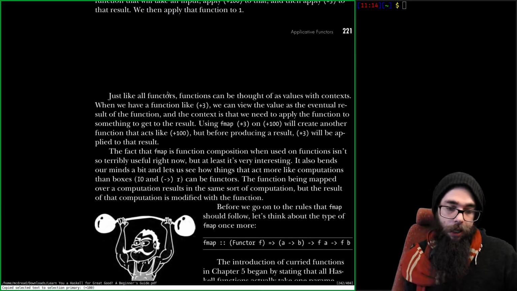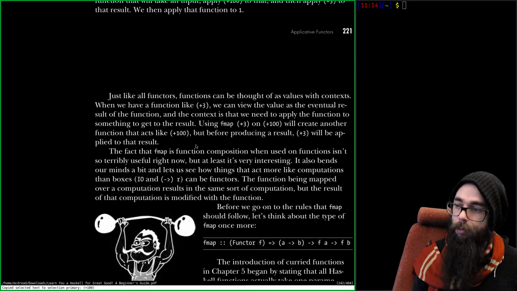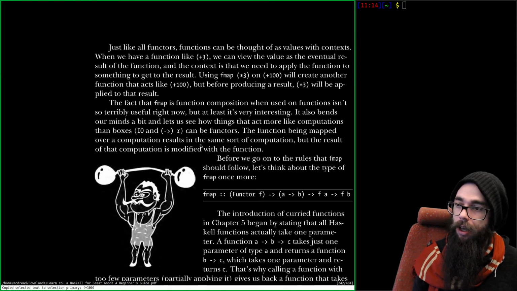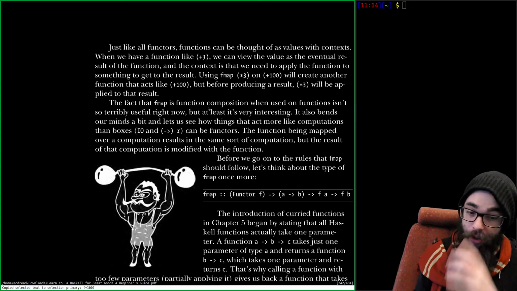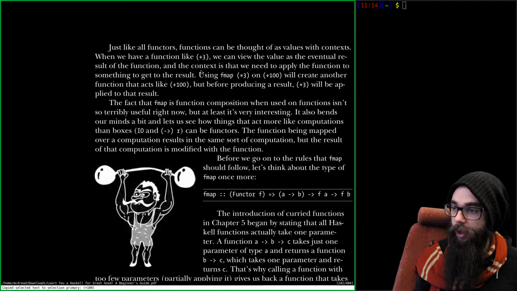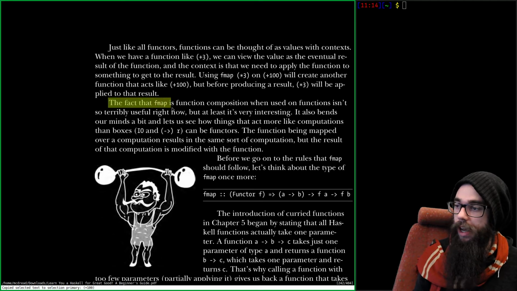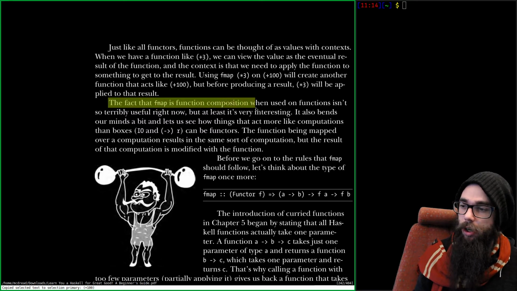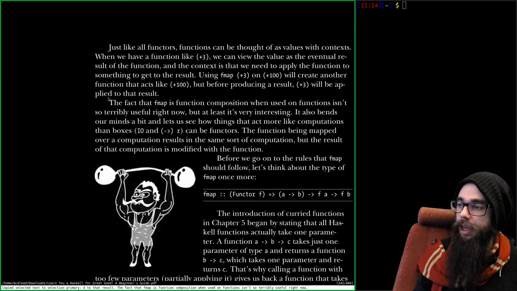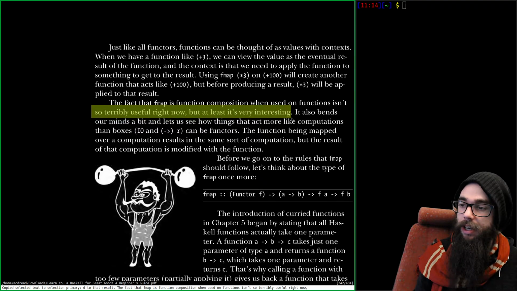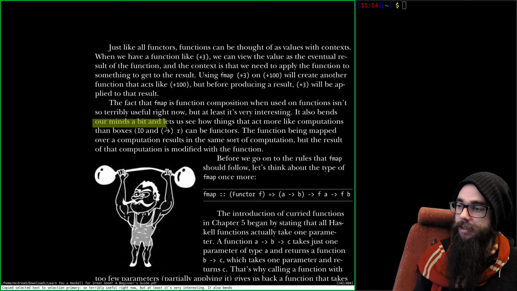You can play around in Haskell to get a better picture. I don't think I can. No. Maybe you can. Right. The fact that fmap is function composition when used on functions isn't so terribly useful right now. Why are we doing this? But at least it's very interesting. It also bends our minds a bit and lets us see how things act more like computations than boxes.